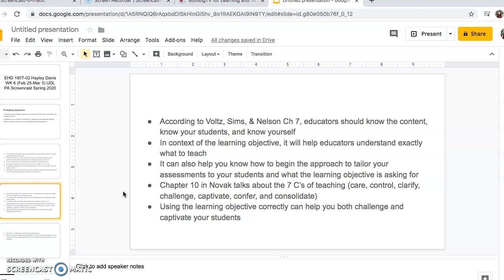And in Chapter 10 of Novak, it's going to talk about the 7 C's of teaching, such as care, control, clarify, challenge, captivate, confer, and consolidate. So using the learning objective correctly can help you both challenge and captivate your students.